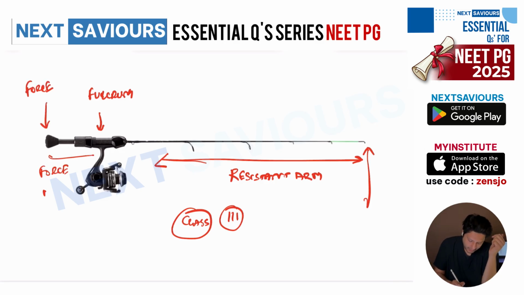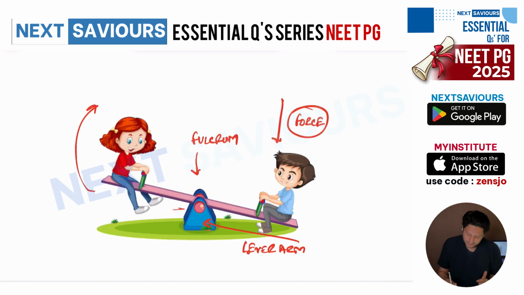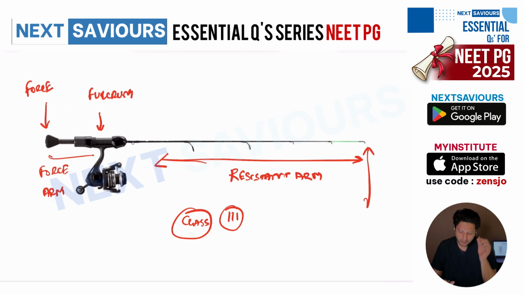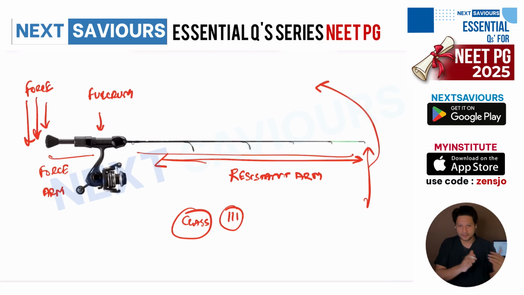Now if you compare it with the seesaw, which was exemplified over here, the lever arms on both sides are of the same length. That means equal force is required, or lesser force is required in this case. But if you look at the fishing rod, here the resistance arm is longer in comparison to the load arm or the force arm, thereby more force is required to lift the other end of the fishing rod up. And the fishing rod is a classical example of a class 3 lever.